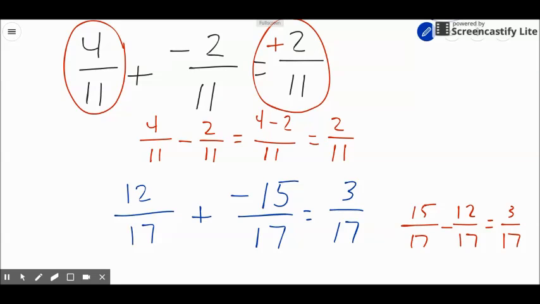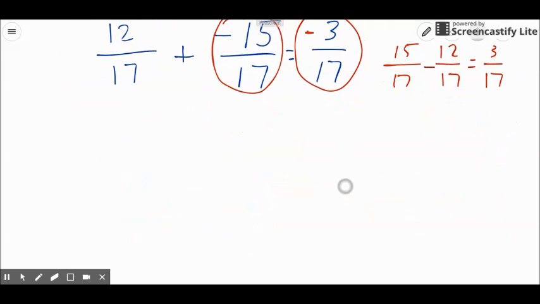And now I need to decide whether it's positive or negative. So I'm going to look at my original problem. I have 12/17 and 15/17. I know that 15 is bigger than 12, so I'm going to keep the sign of the 15/17, which is negative. So my answer here is negative 3 over 17.